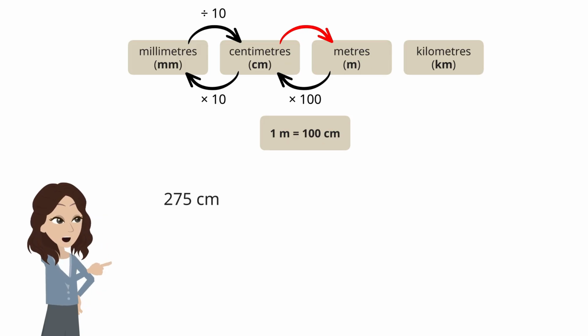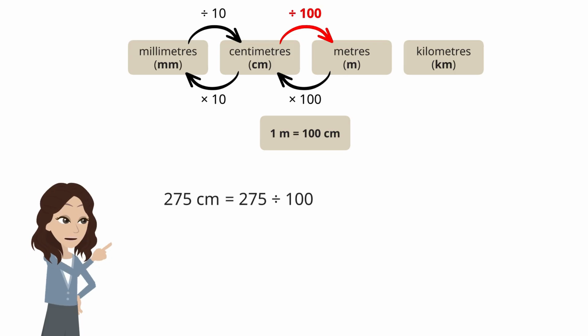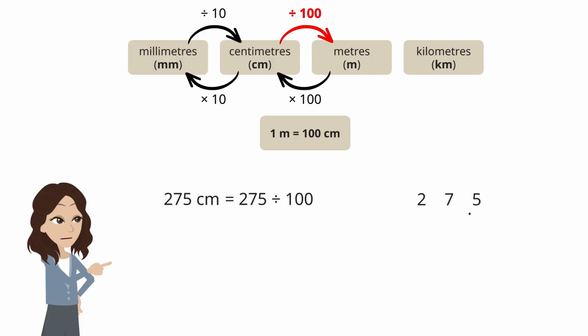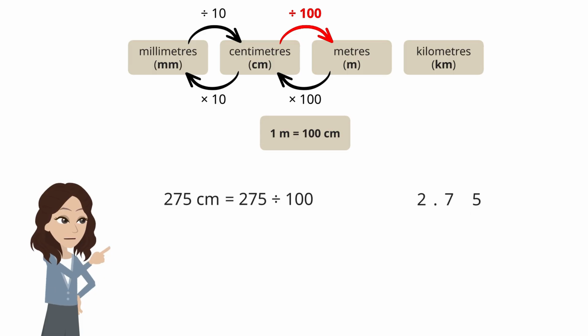To convert from centimeters to meters, we divide by 100. To divide 275 by 100, we can move the decimal point 2 place values to the left. So, 275 centimeters equals 2.75 meters.